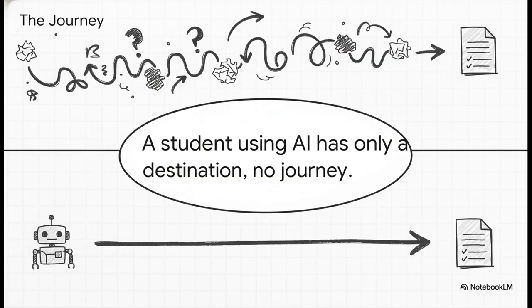A student who actually does the work has a journey, you know? It's full of wrong turns and edits and aha moments. But a student who just copies and pastes from an AI, they only have the destination. They have no journey. And if you start assessing the journey, it becomes almost impossible to just swap in AI for real work.